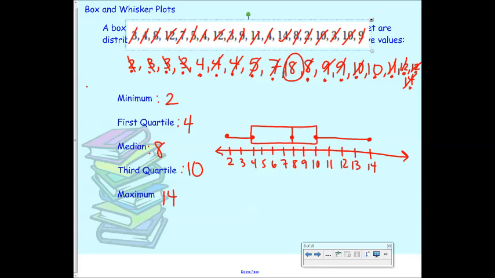All right, so go try one. Skip this. Go try this one: the number of grapes on each of the 15 bunches in a grapevine.